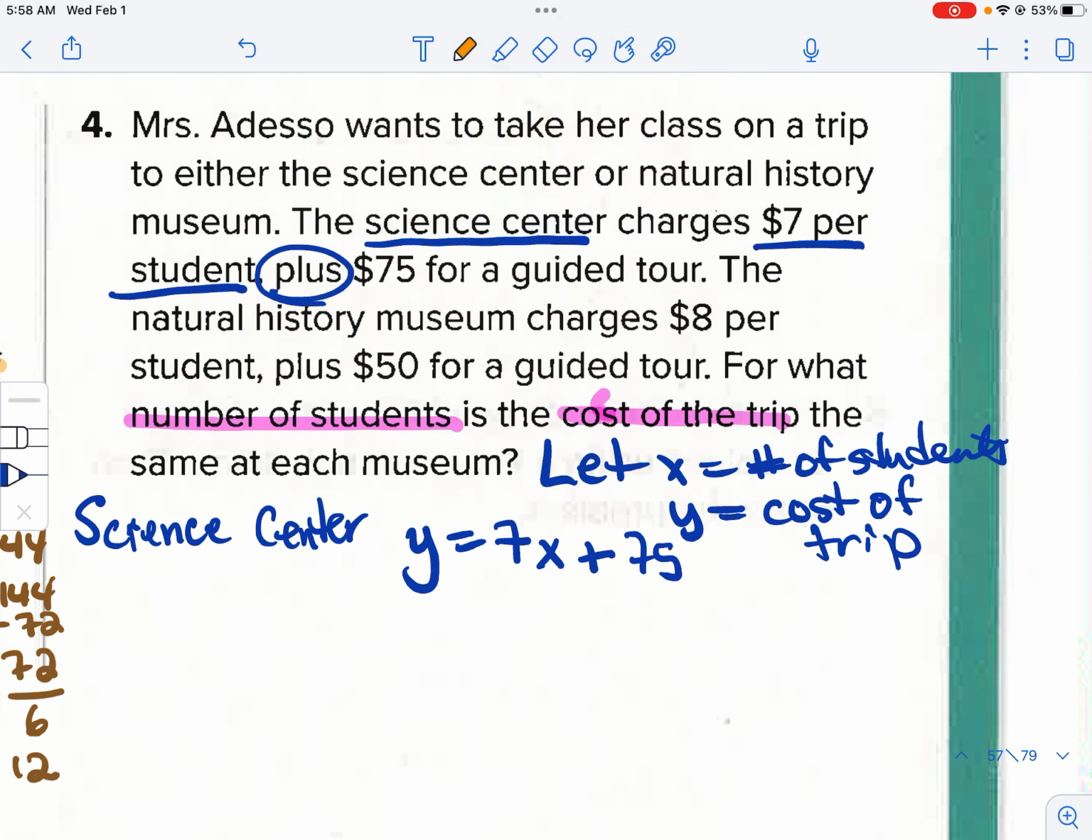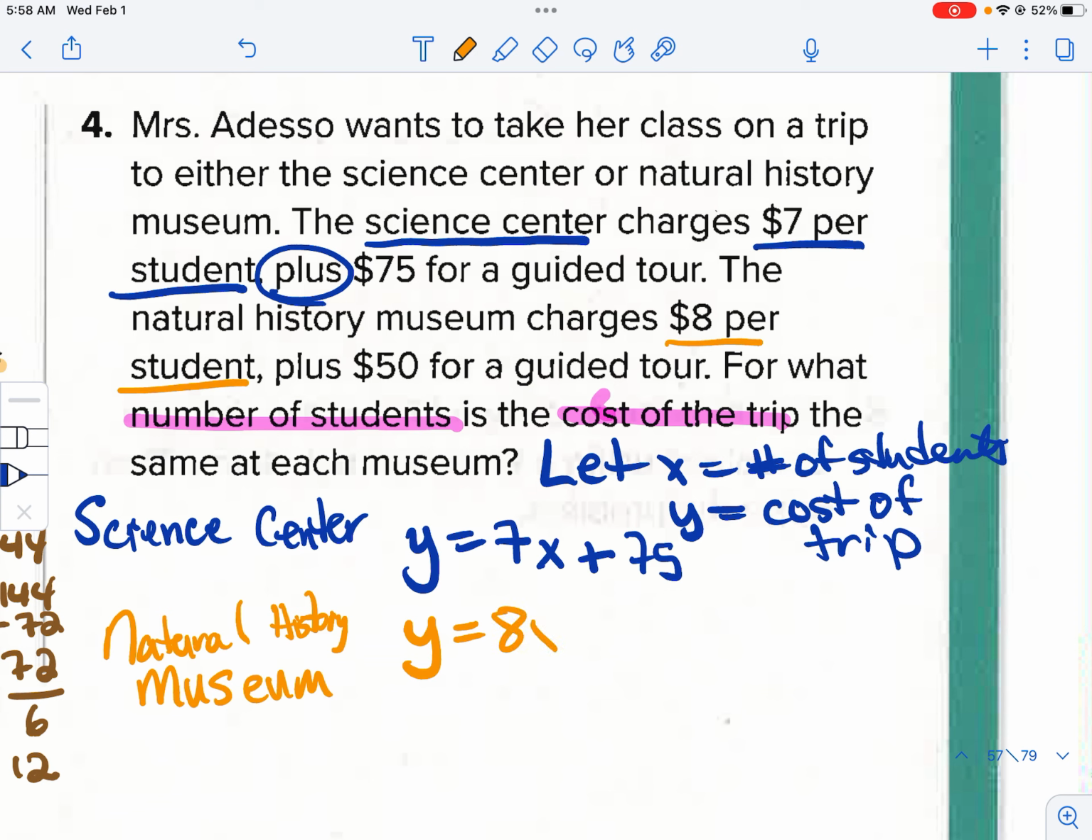Then we have the Natural History Museum. We got the word history. So we're talking about its total cost. Okay? It's $8 per student. So 8x plus sign, $50 for a guided tour.